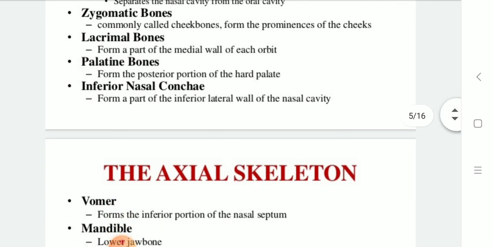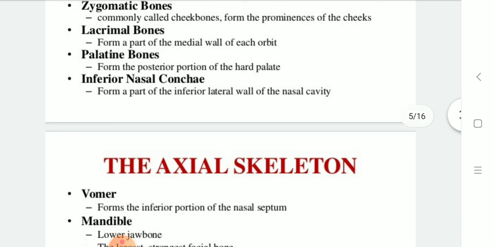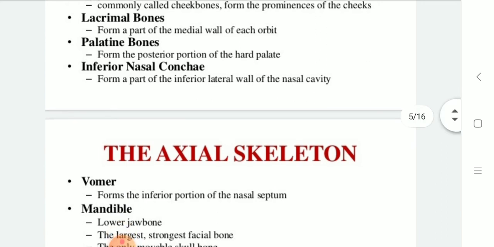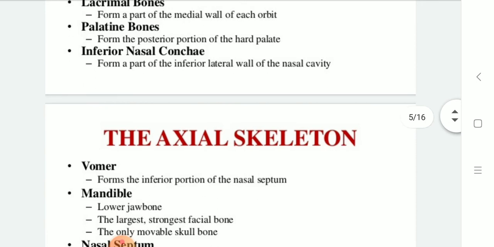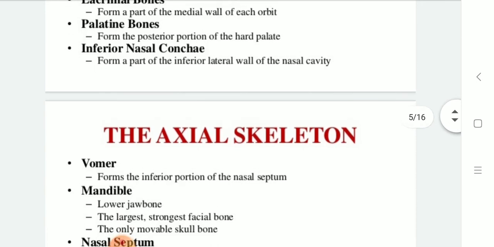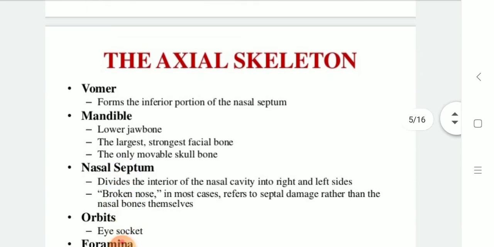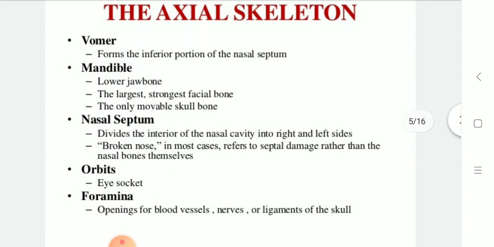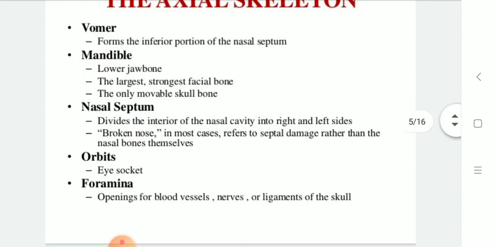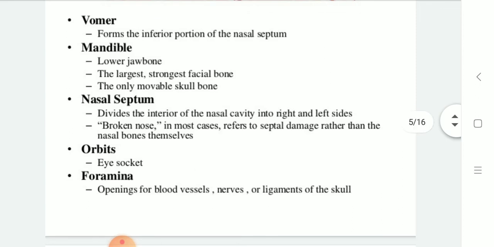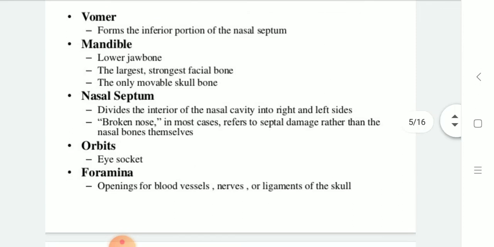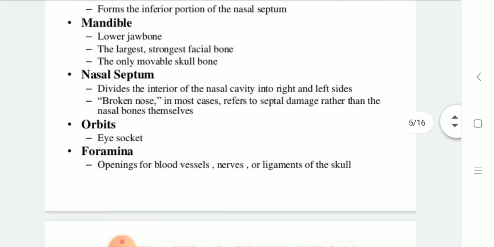Palatine bones form the posterior portion of the hard palate. Inferior nasal conchae form a part of the inferior lateral wall of the nasal cavity. Vomer forms the inferior portion of the nasal septum. Mandible, the lower jawbone, is the largest, strongest facial bone and the only movable skull bone.